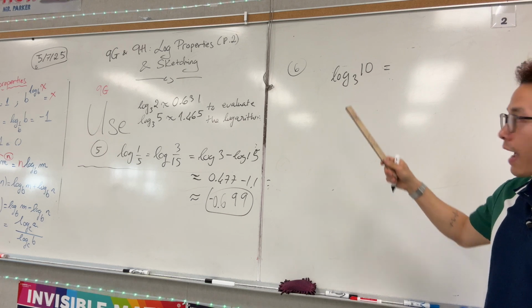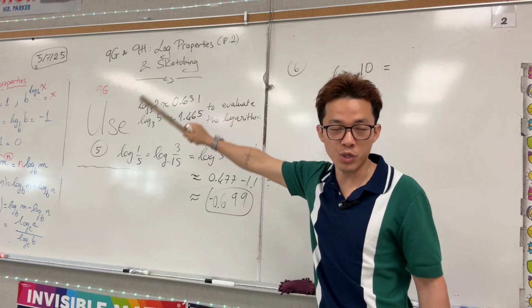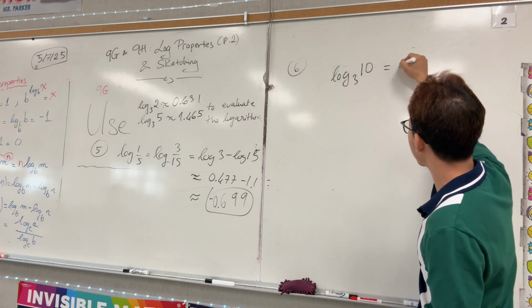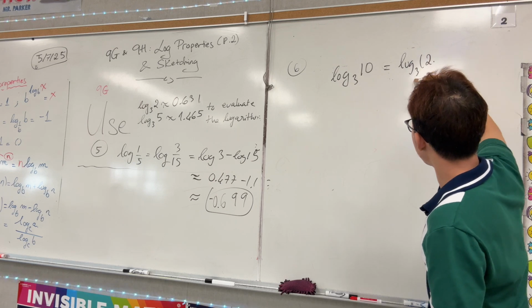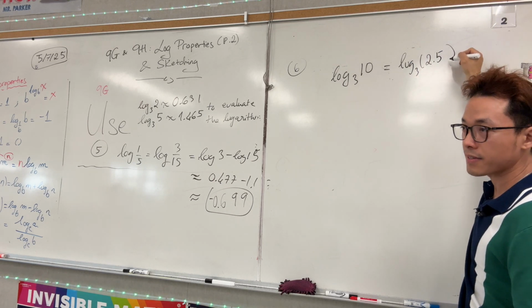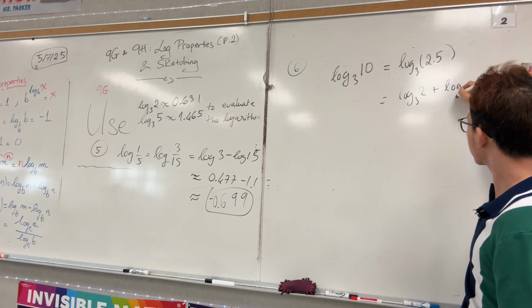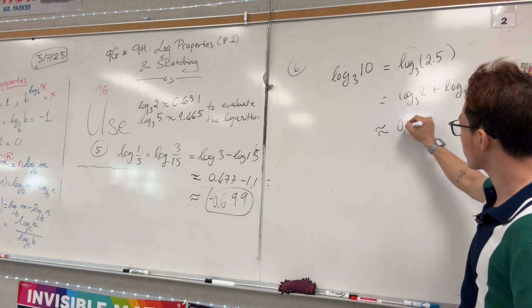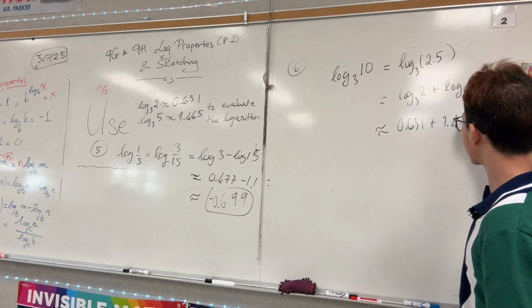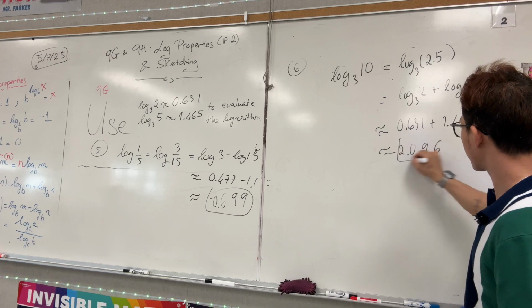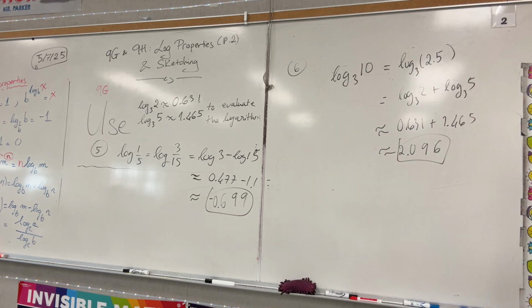So ask yourself, how do you get 10 from these two they gave you? 2 and 5. Not that hard. How do you get 10 from 2 and 5? Yeah, you multiply them, right? So it's log base 3 of 2 times 5. And 2 times 5 means you add these. So that's approximately 0.631 plus 1.465. So that becomes 2.0696. Easy? Easy.